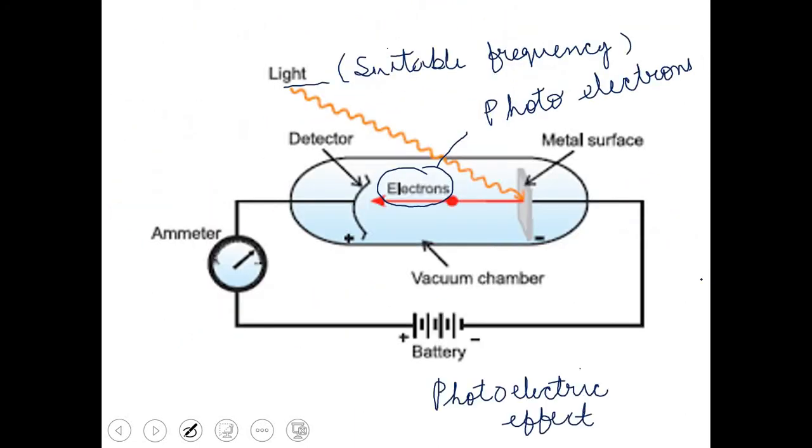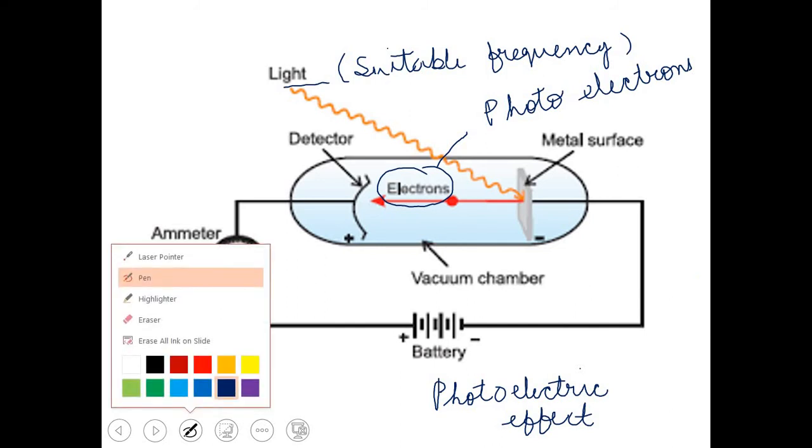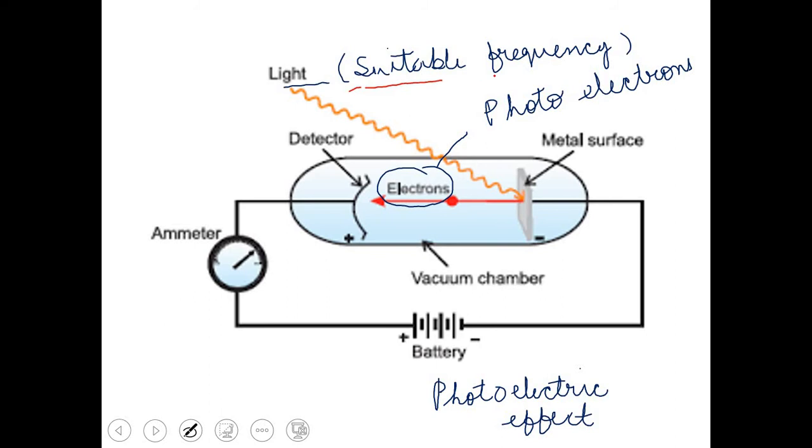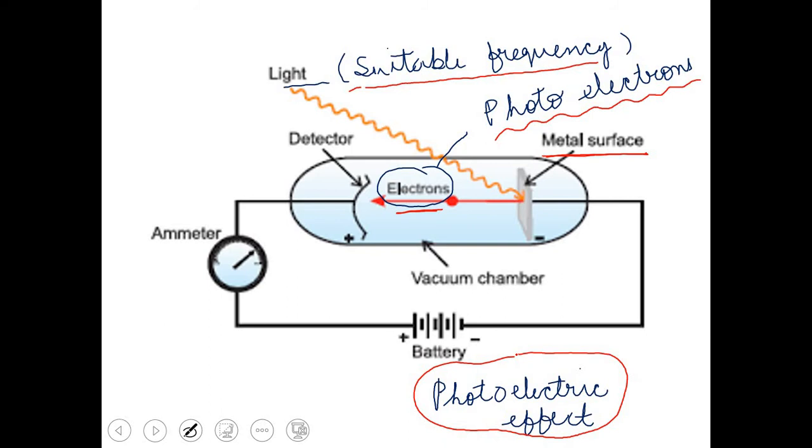This observation was done by Hertz. What he observed was that when light of a suitable frequency is allowed to strike the surface of certain metals, electrons are ejected from the surface of metals. These electrons are called photoelectrons, and this effect is called the photoelectric effect. He observed that only certain metals show this effect. These metals are potassium, rubidium, cesium (Cs), etc.